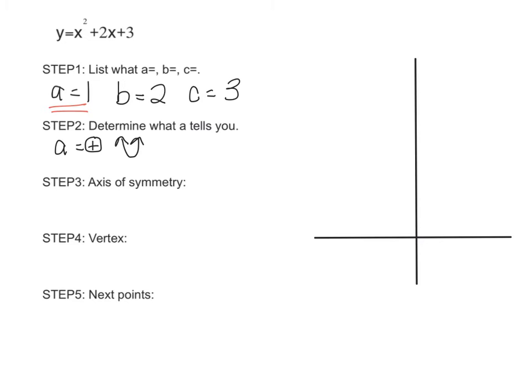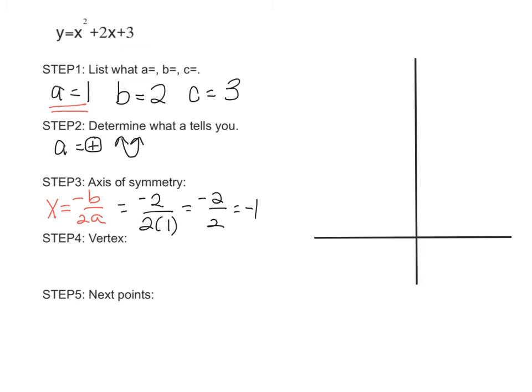All right, next thing I'm going to do is find my axis of symmetry. So that is the equation x equals the opposite of b over 2 times a. And for our problem, we know b is 2, so it's going to be negative 2 divided by 2 times the a value, which is 1. So I have negative 2 divided by 2, which equals negative 1.